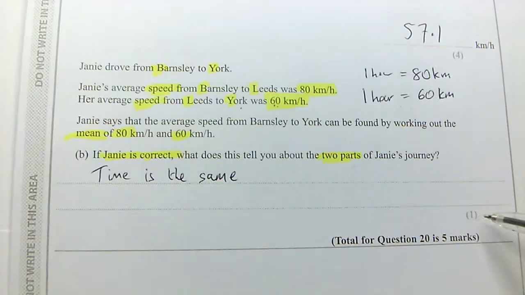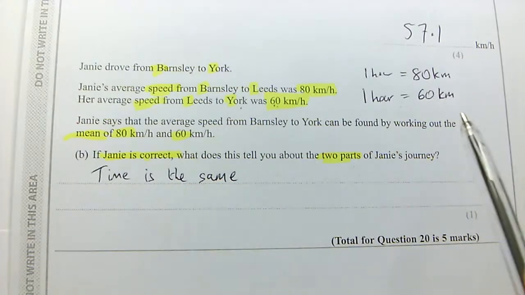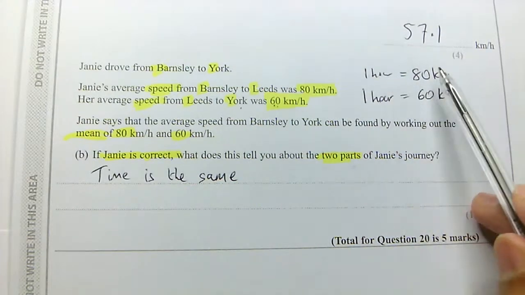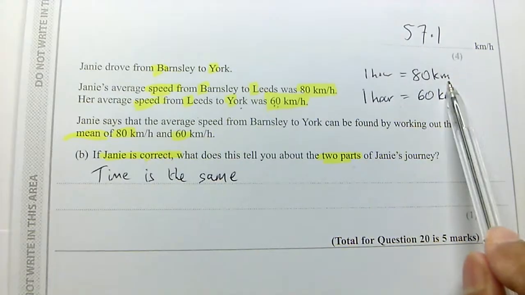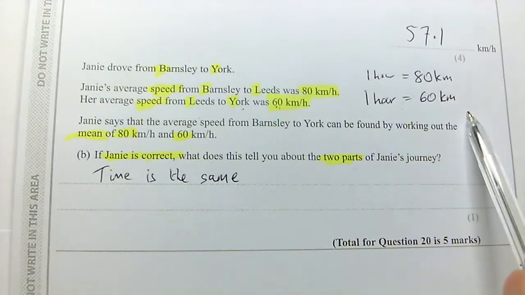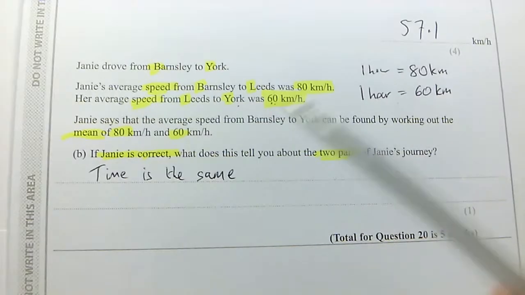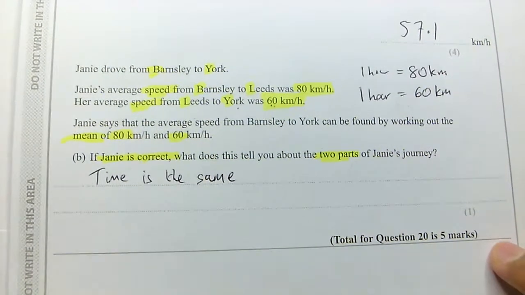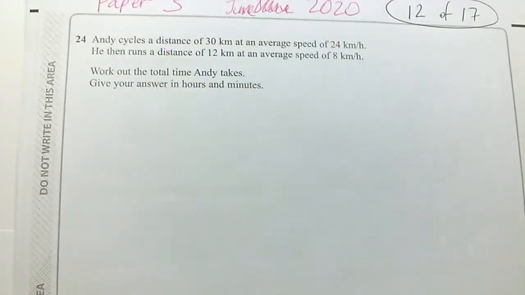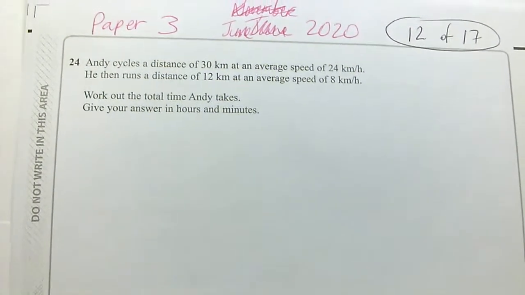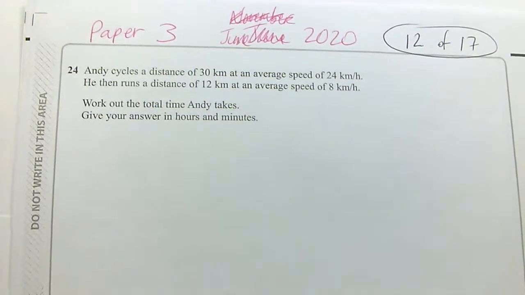So that's a very tricky one. 1 mark for that in the exam. Thinking about this and hopefully trying to make those connections. 1 hour, 80 kilometers and 60 kilometers. Add them together, divide by 2 is the mean. And so therefore time is the same. So I hope that one, you got that right as well. Let's go to our next question. This is 12 of 17.